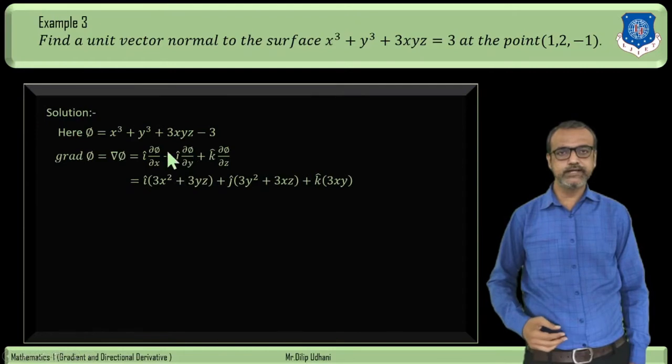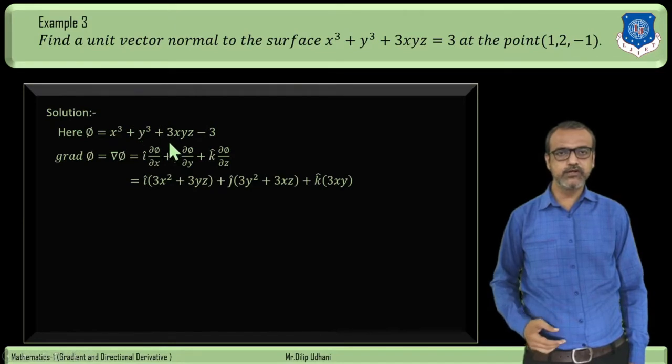So we will keep y and z constant. Derivative of x cube is 3x square. Derivative of y cube is 0 because it is constant. Then after plus 3yz will be as it is, and derivative of x is 1. So the result is 3yz. Then after plus j cap will be as it is.